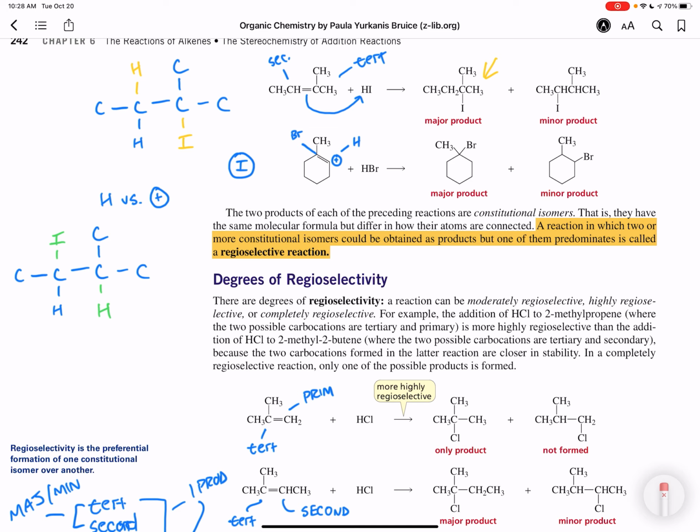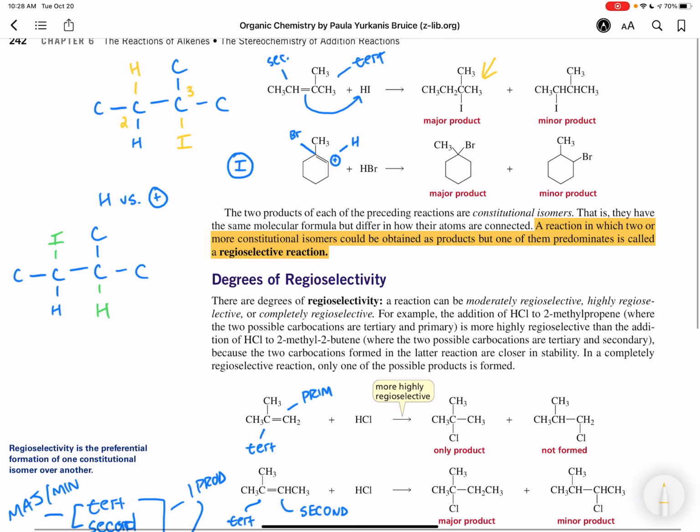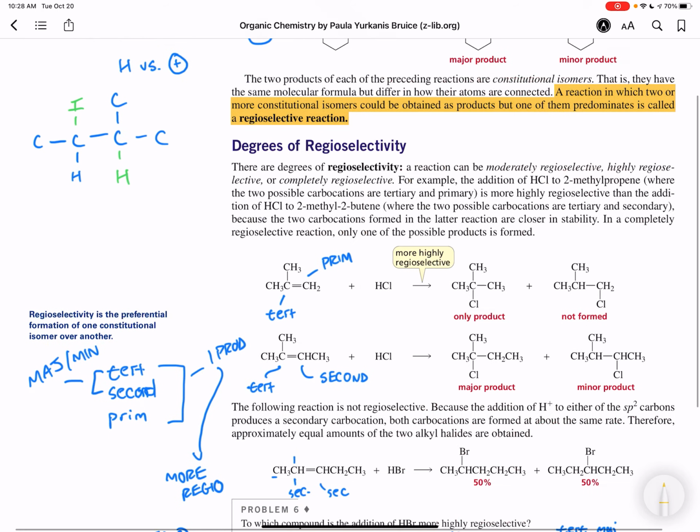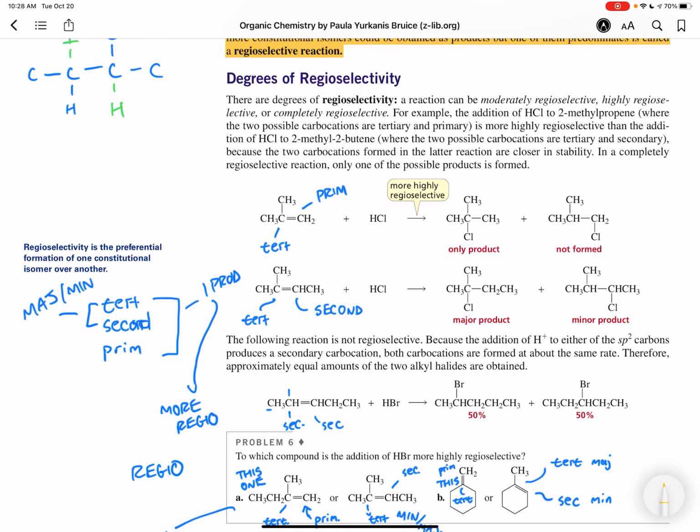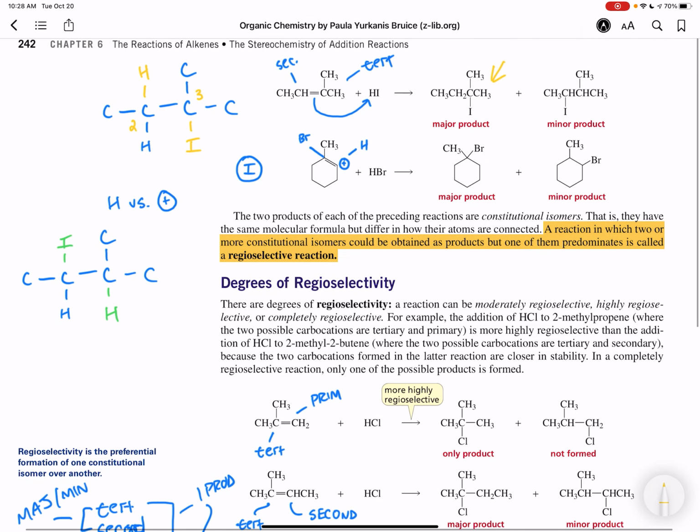So remember when we were talking about this carbon is tertiary. I'm just going to put a 3. That's tertiary because it's attached to 3 carbons. This one's only secondary, but they are only off by 1. They are not different enough for one product to really be the only thing that's formed. And this is where we get into something that's called regioselectivity, okay? So these are less regioselective, okay?